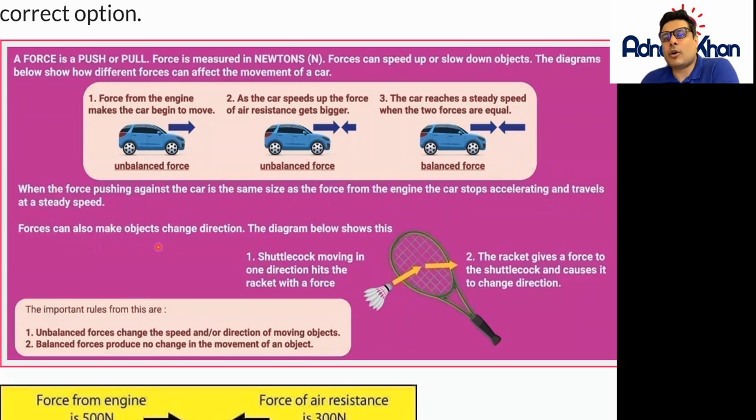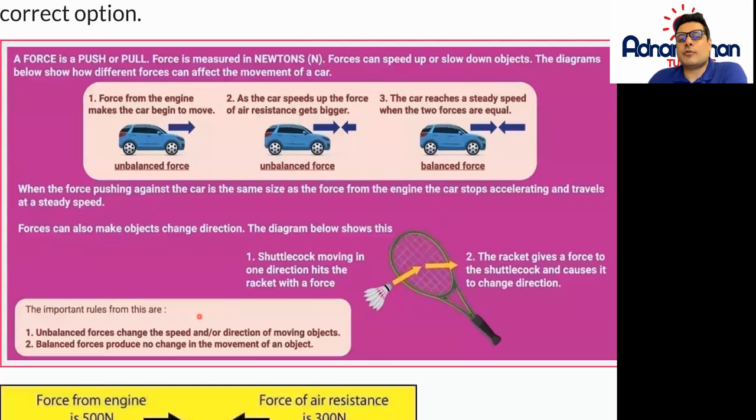Forces can also make objects change direction. So the diagram below shows this. So number one, a shuttlecock moving in one direction hits the racket with a force. Number two, the racket gives a force to the shuttlecock and causes it to change direction.